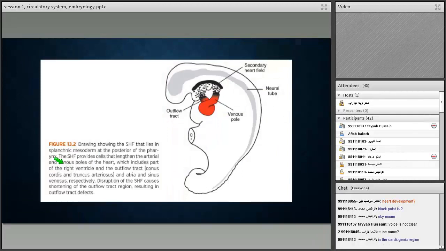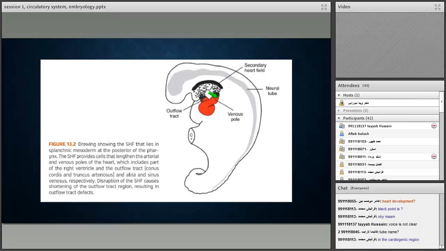Now here we can see the outflow tract and the venous pole or inflow tract. As you see, the outflow tract, I said that the cells which have to make the outflow tract are migrating at first, and then the cells which have to make the inflow tract are forming the inflow tract or the venous pole.